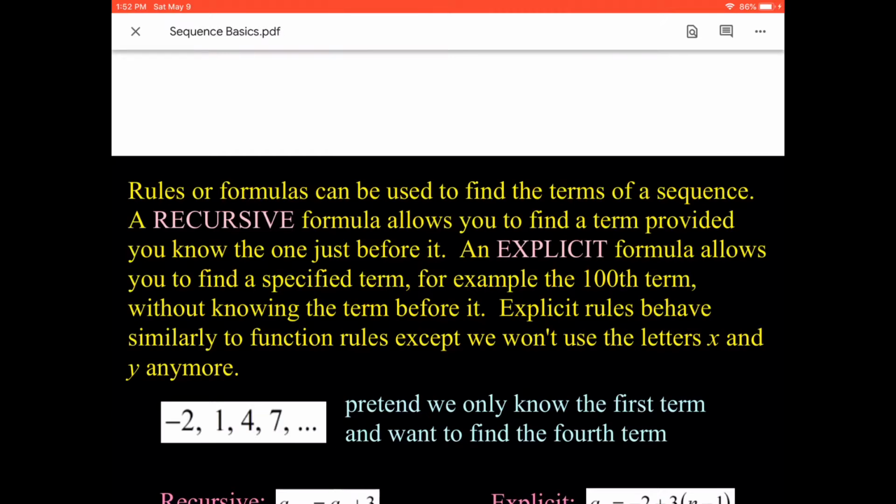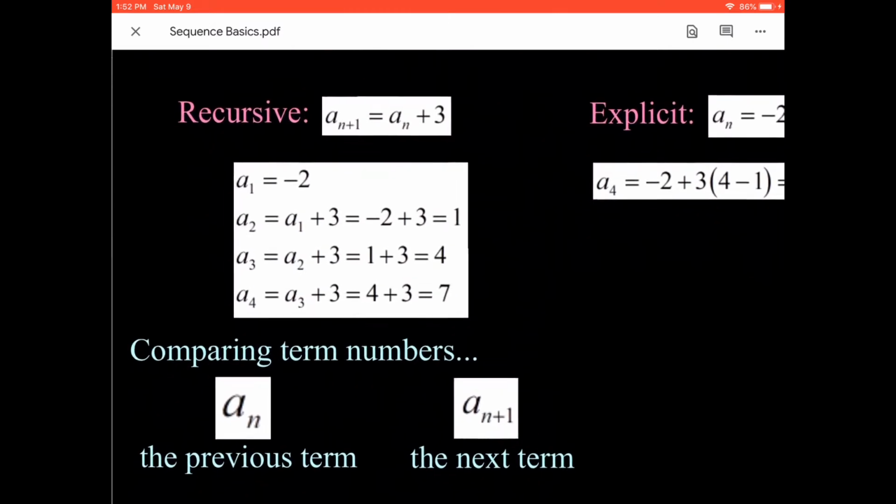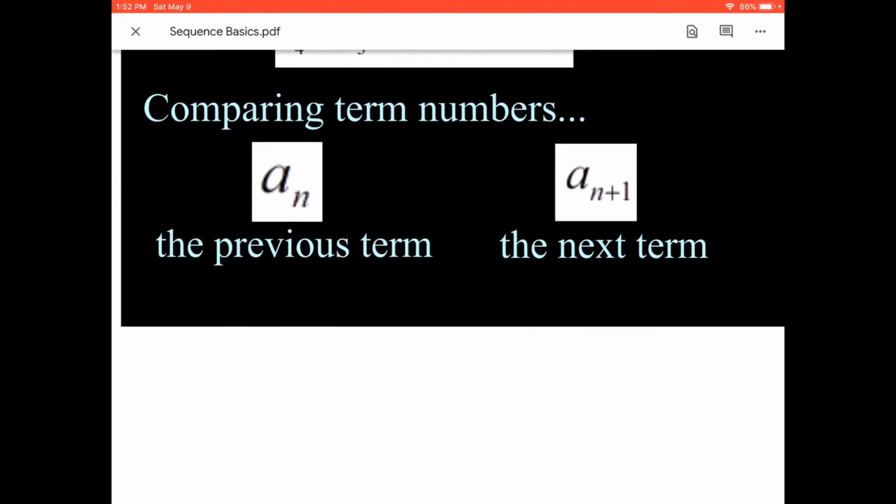All right, so let's see how these work. We're going to go with the sequence negative 2, 1, 4, 7, and so on. So it's an infinite sequence. And we're going to pretend that right now we only knew the first term and that we want to find the 4th term. And we're going to take a look at how we could do that from a recursive rule and an explicit rule for this sequence. So we're going to first take a look at recursive. But for recursive, we need to just go down to the bottom first. Because recursive, it said we needed to know the term before to find the next term, the term after that.